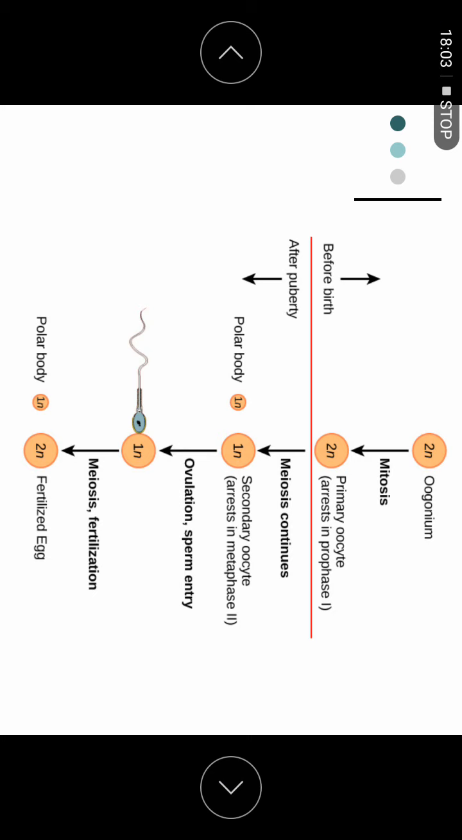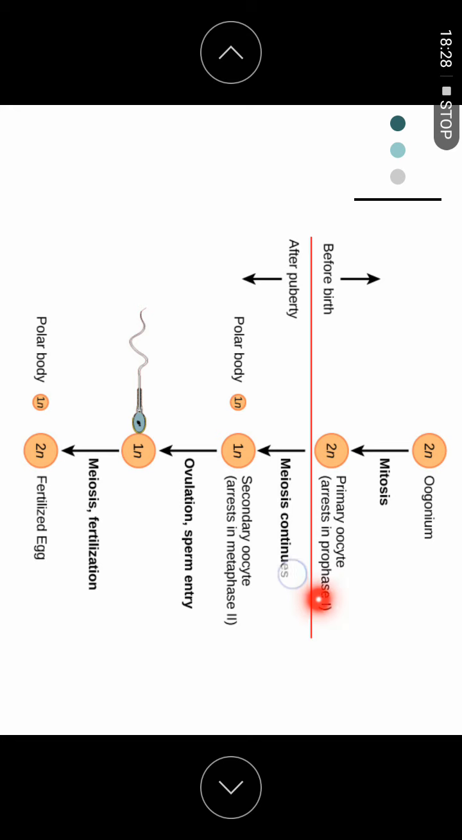Okay, so before birth, after puberty, you see, it will stop. That means from when it is born, let's say puberty is age 13, so from 0 months to age 13, the ovary will have a lot of these primary oocytes.